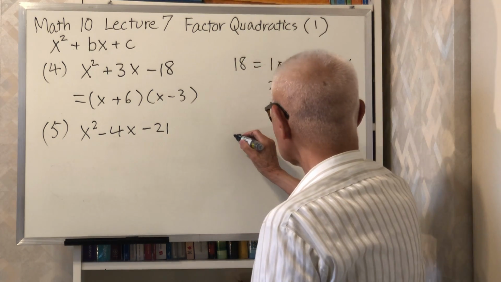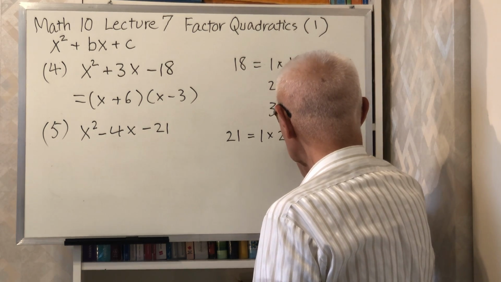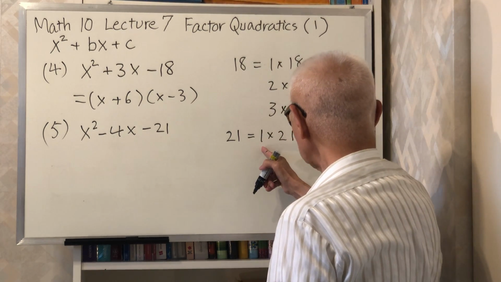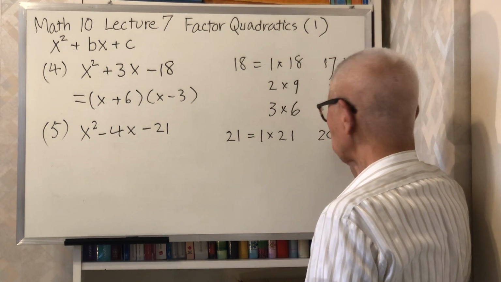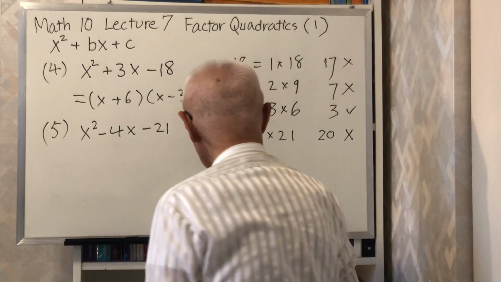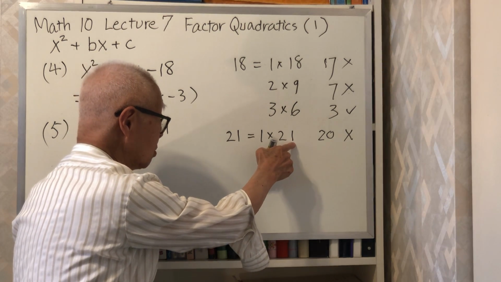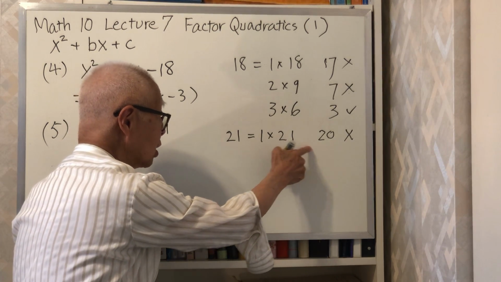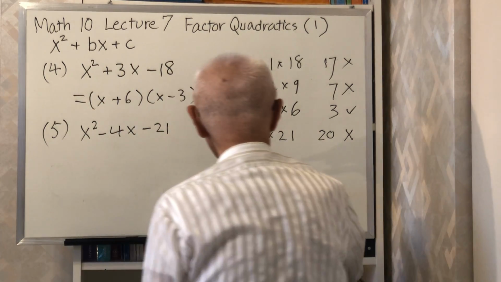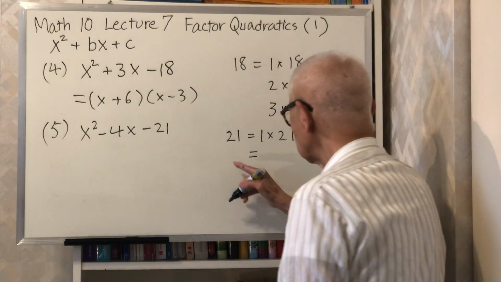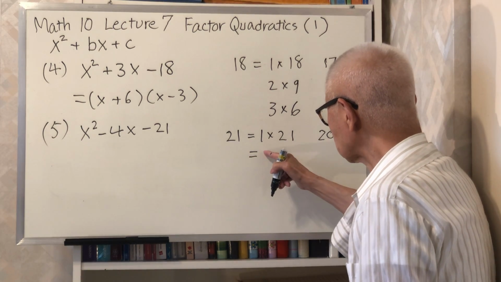21. 21 is 1 times 21. I need the difference. The difference between 1 and 21 is 20. This is not right. Because I want the difference 4. So 21 does not have a factor 2.